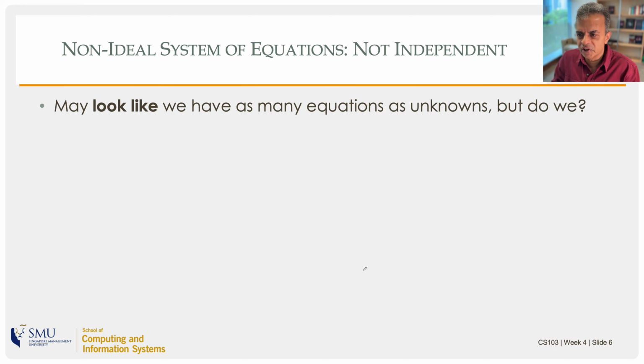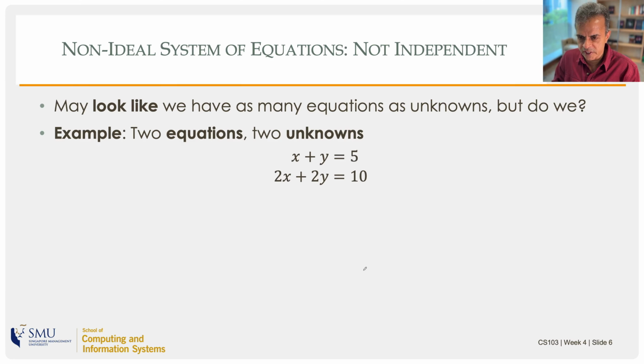It may look like you have as many equations as unknowns, but do we really have as many equations as unknowns? That is a question. So suppose you have x plus y equal to 5, 2x plus 2y equal to 10. If you look carefully at the second equation, it is basically the first equation multiplied by 2. So the second equation is not independent, it's the same as the first equation.